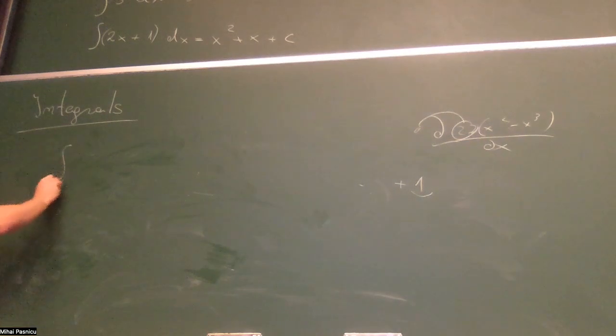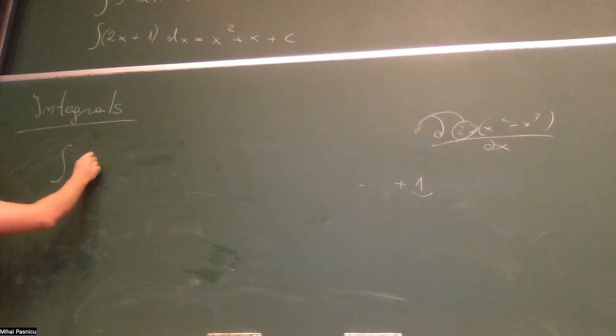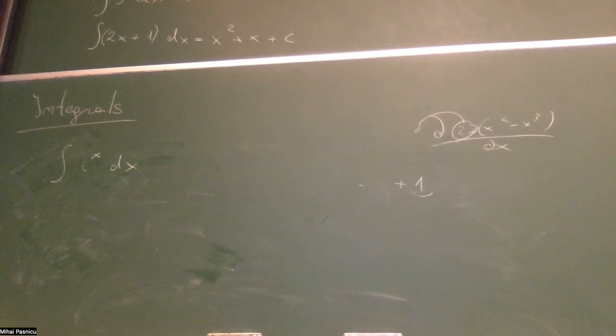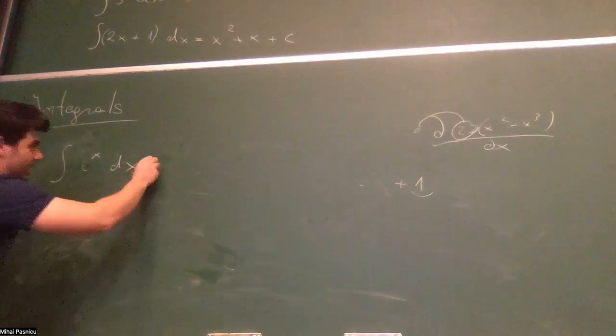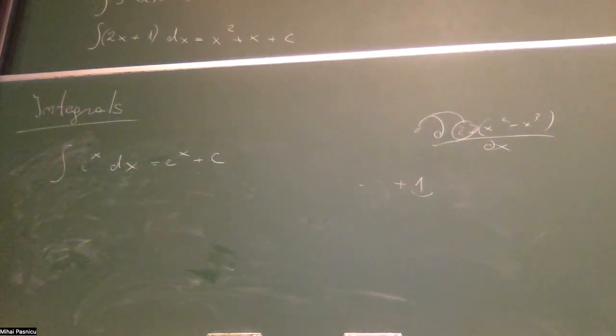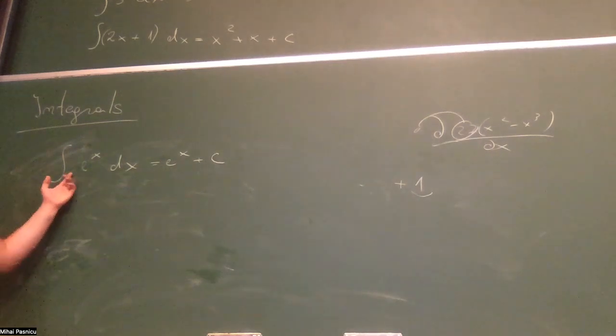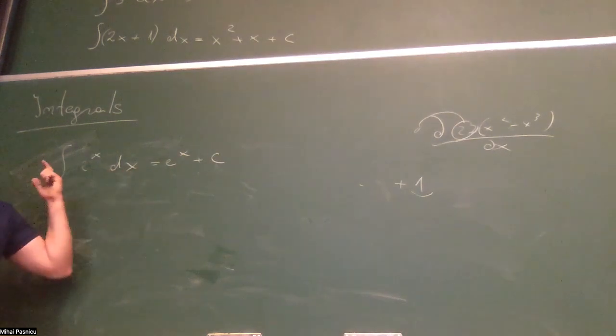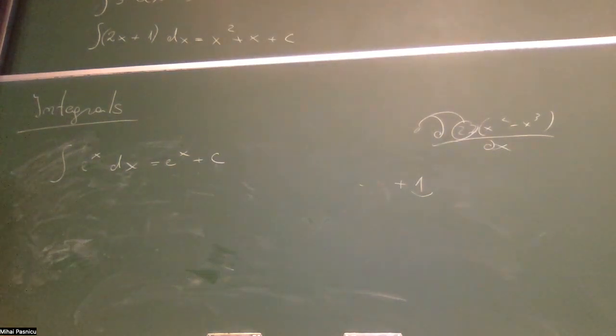So, integral of e to the x dx. What is this? Yeah, it's e to the x. This is why e to the x is such a special thing in math, because whether you integrate it or differentiate it, it just never goes away. It just stays exactly the same. The proof of why it stays exactly the same is probably not something you're going to do in this class.